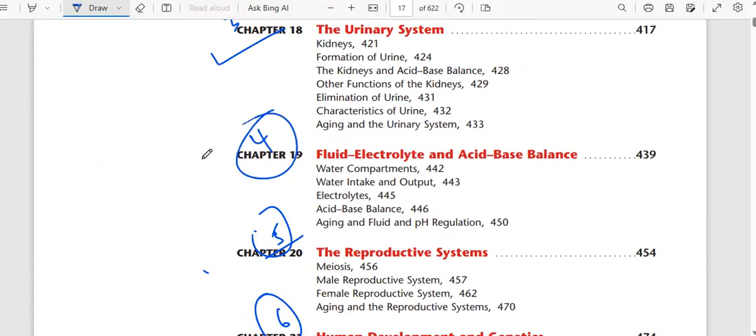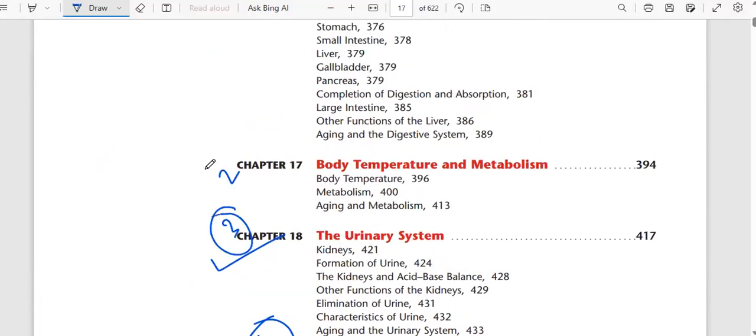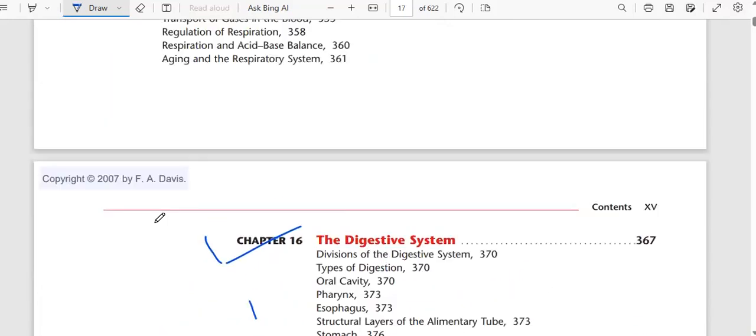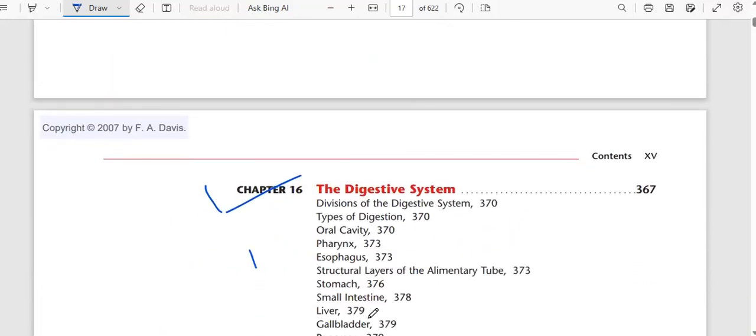So we'll try to complete in 2 to 3 books. So we'll conclude the class. If any doubts, you can ask.